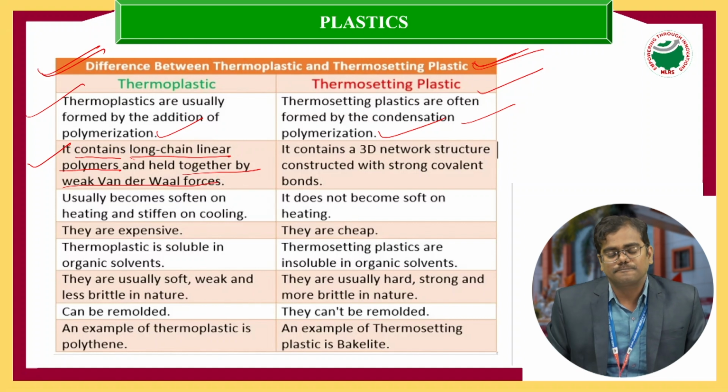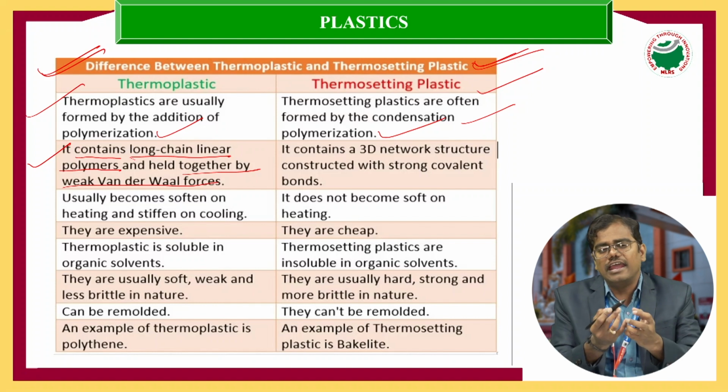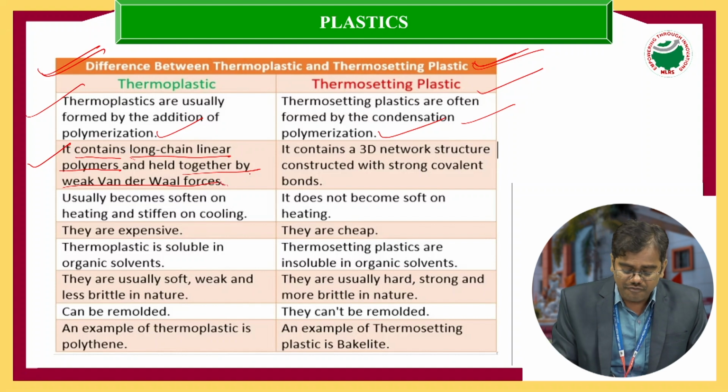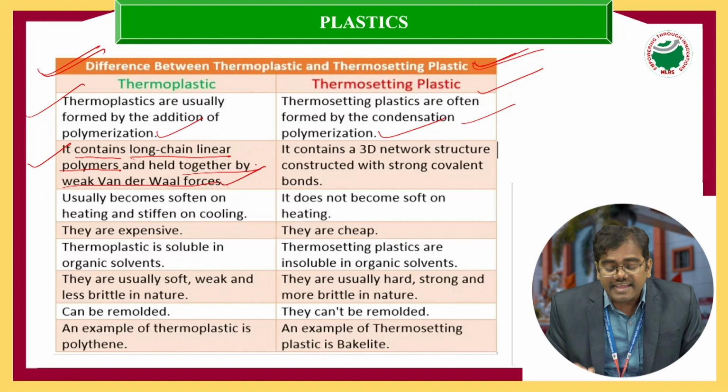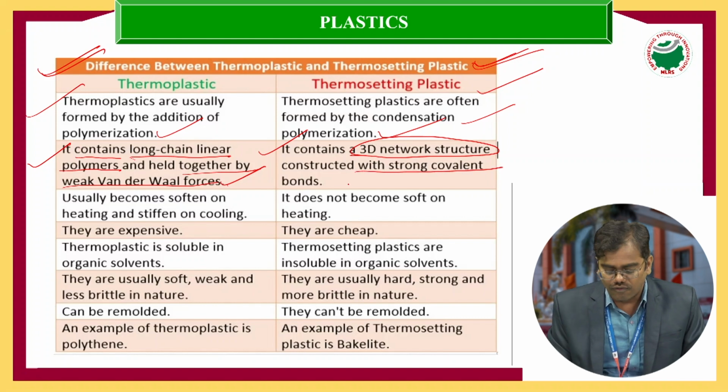Thermoplastic resins consist of long-chain linear polymeric chains which are held together by weak van der Waals forces. Whereas thermosetting plastics contain three-dimensional, cross-linked network structures, which are held together by strong covalent bonds.